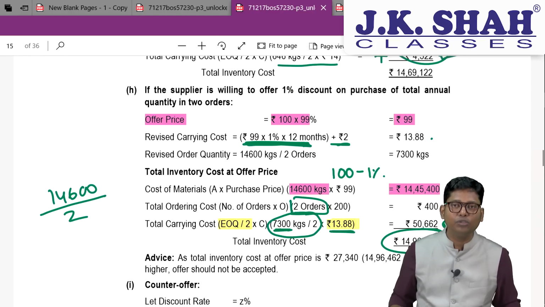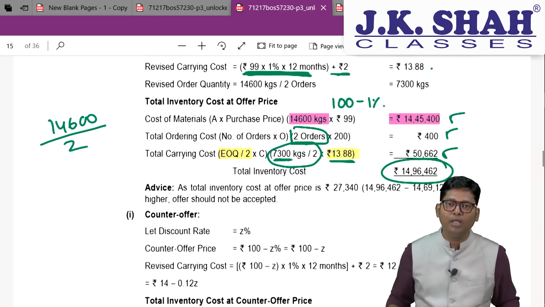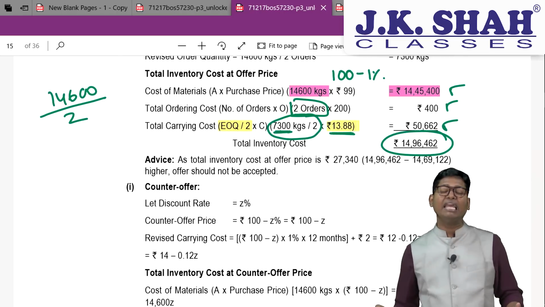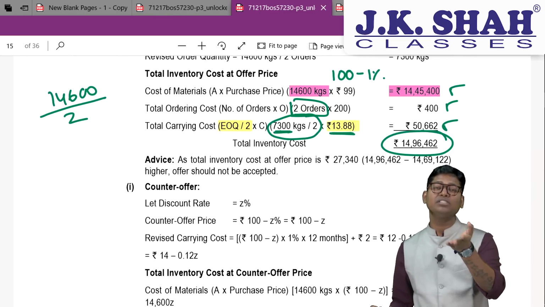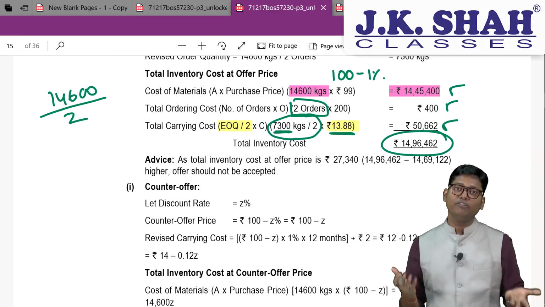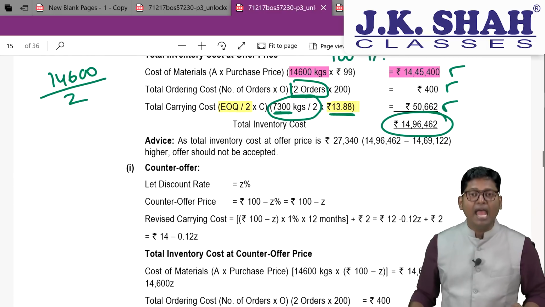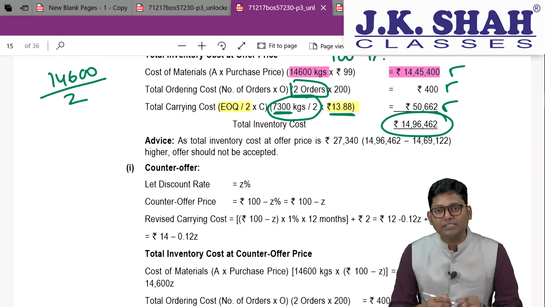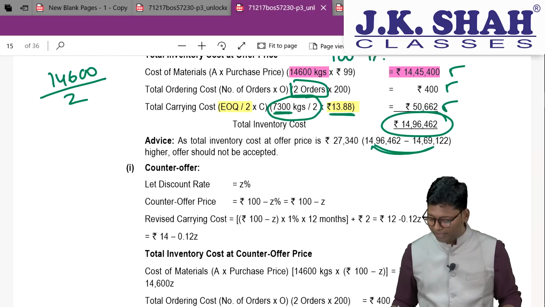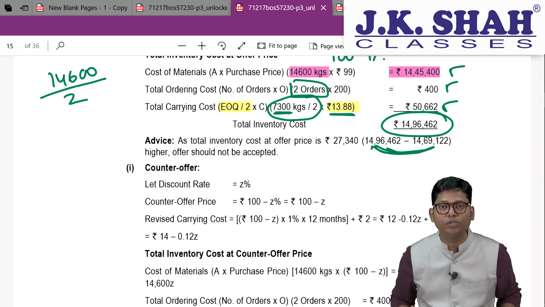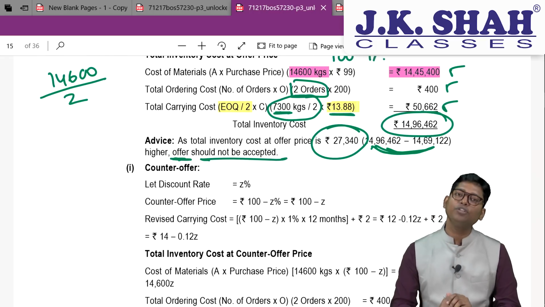What was the EOQ's cost? EOQ's cost was 14,69,122. But your proposal's cost is 14,96,462. Even after getting discount, your proposal cost is higher than the EOQ. So obviously, proposal is not to be accepted, and the same advice has been written here. As total inventory cost at offer price is 27,340, which is higher cost. I have compared my proposal's cost with the EOQ's cost, and the difference is recorded here. It is higher, and that's why proposal should not be accepted.